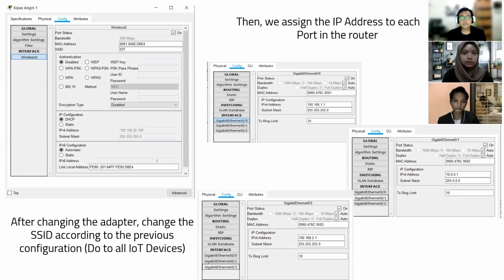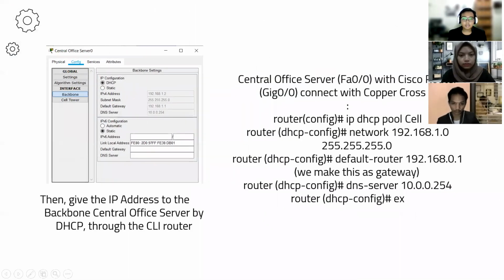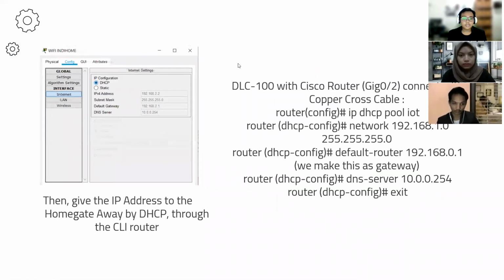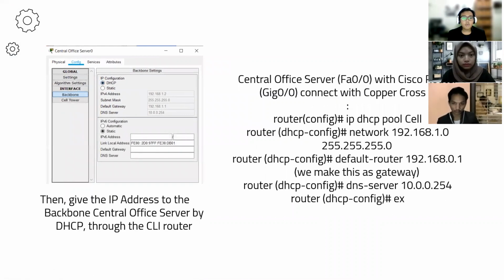After changing the adapter, change the SSID according to the previous configuration and do this for all the IoT devices, as you can see in the image. Then we assign the IP address to each port in the router. Okay. After the configuration, we give the IP address to the backbone central office server by DHCP to the CLI router.